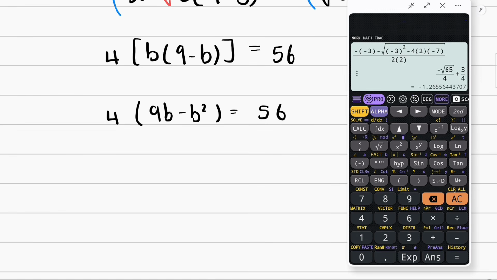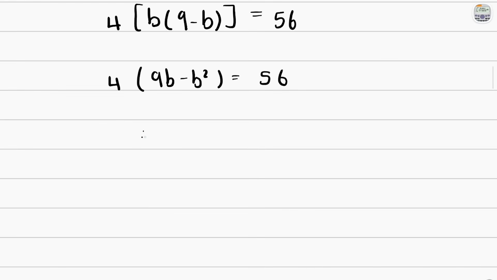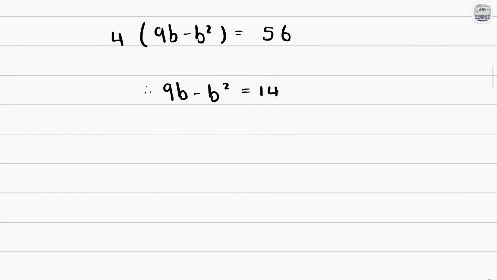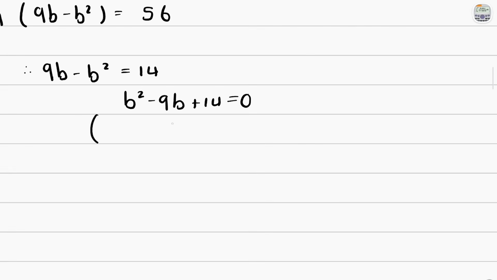Let's see if 56 is divisible by 4. 56 divided by 4, yes, it is 14. So if you divide both hand sides by 4, then we're saying 9B minus B squared equals 14. You can see this is already a quadratic. Let's transpose everything to this side since the B squared is negative. So we have positive B squared minus 9B plus 14 is equal to 0. And now we can factorize.